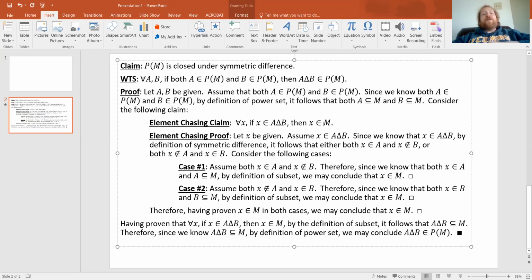So with the element chasing proof done, we now have a complete proof that the power set is closed under symmetric difference. That is the final proof for this lecture. And in the next screencast, I will wrap up what we have done in this lecture. Stay tuned.